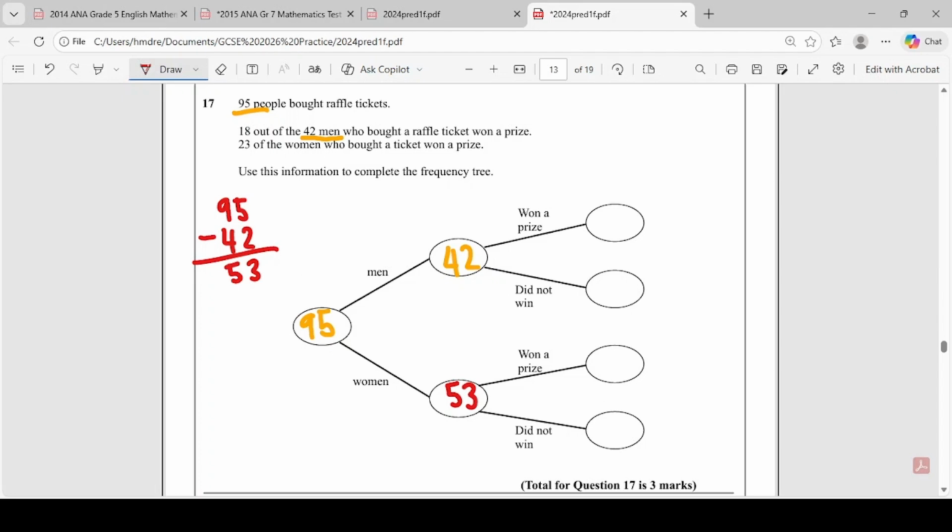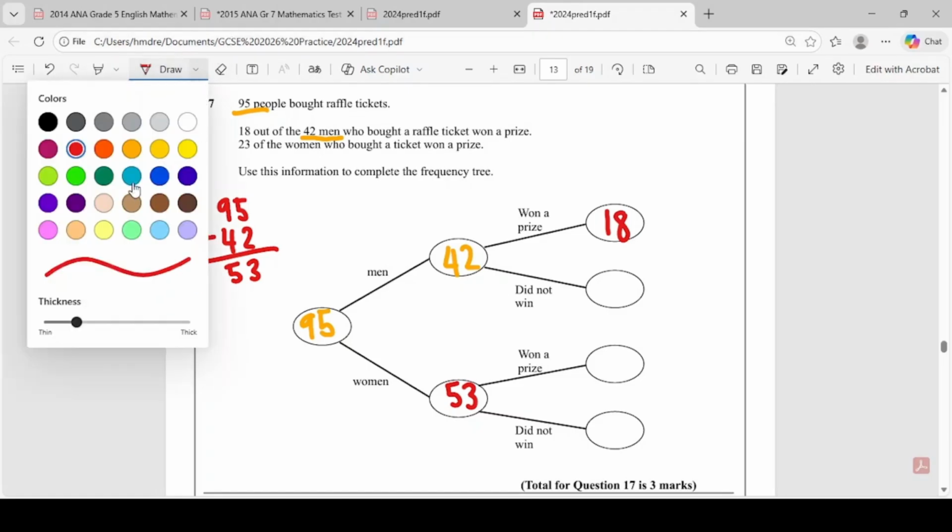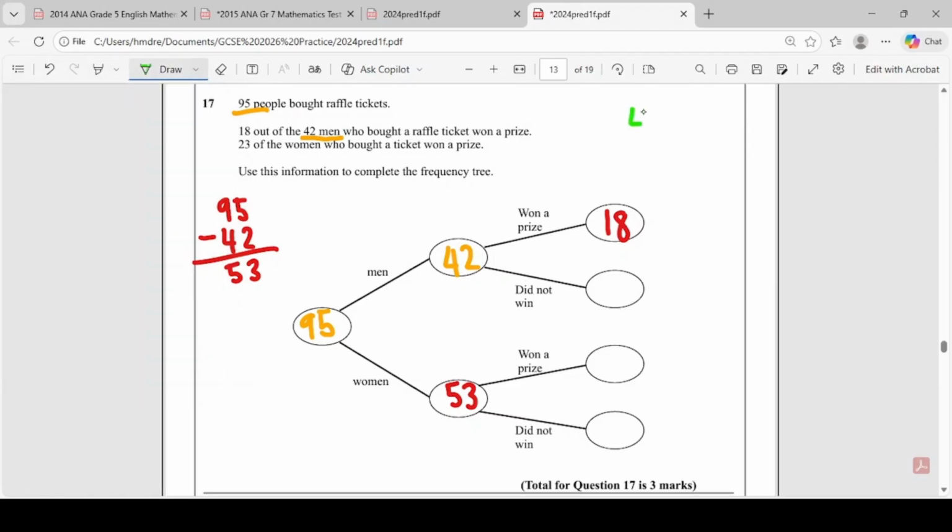Let's see what else we've got. So they say 18 of the men won a prize. Okay, that means we got to work out how many did not win a prize. So it's 42 men. Take away the 18 who won a prize. 2 take away 8 we can't do. 12 take away 8 is 4. 3 take away 1 is 2. So we have 24 men that did not win a prize.